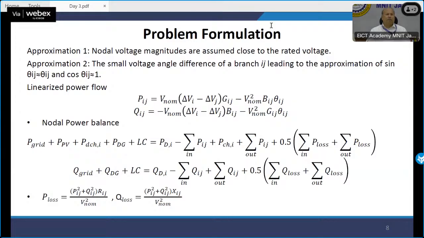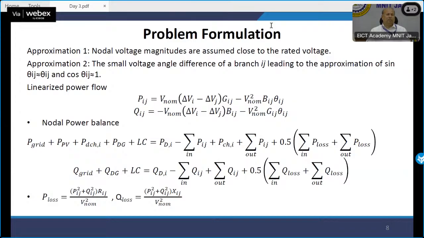The second approximation is that theta ij equals theta ji, so sine of theta equals theta when theta is very, very small, and then cos theta becomes 1. The moment you do that, your linearized power flow, Pij and Qij between two buses, is defined this way. And then we can have a node power balance equation.